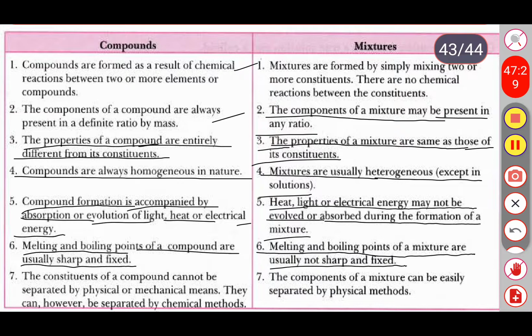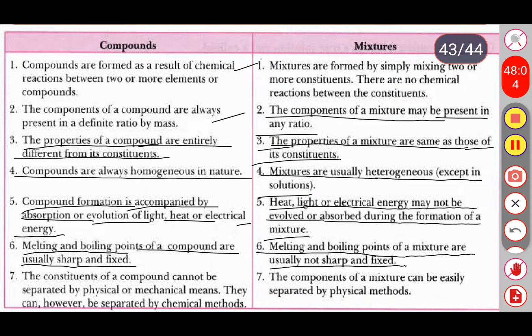mixtures do not have any fixed melting and boiling point, because they are not combined in the proper ratios. All the mixtures have different ratios. The combination of two or more substances is in different ratios of their volumes. That's why they do not have any fixed boiling and melting points.